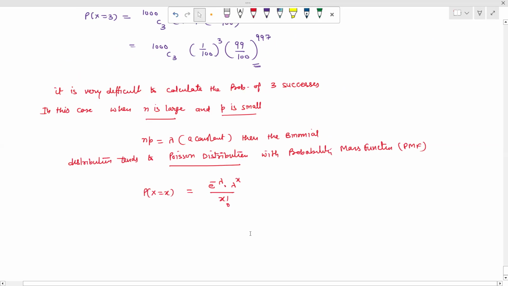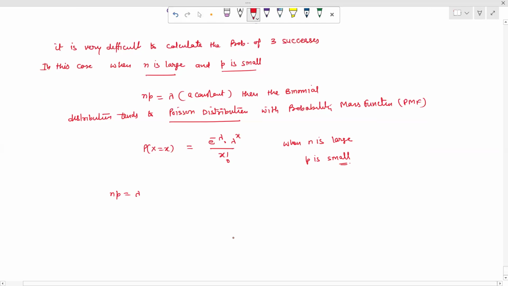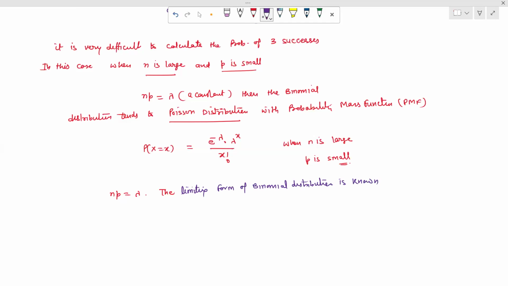So this means the binomial tends to the Poisson distribution where n is large and p is small. You remember, when we have a very large value of n and p is small, we use the Poisson distribution. So here np is equal to lambda. The limiting form of the binomial distribution is known as the Poisson distribution.